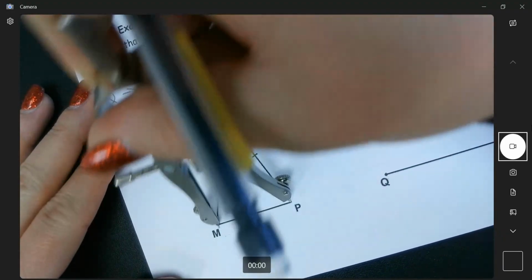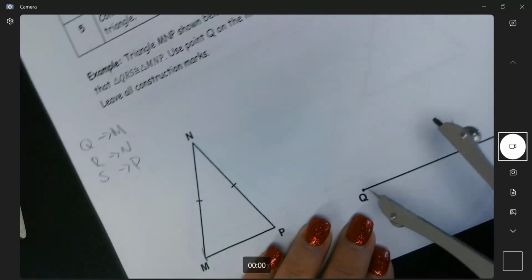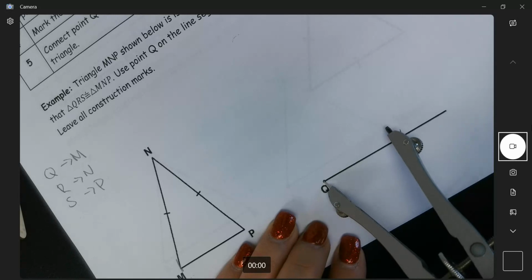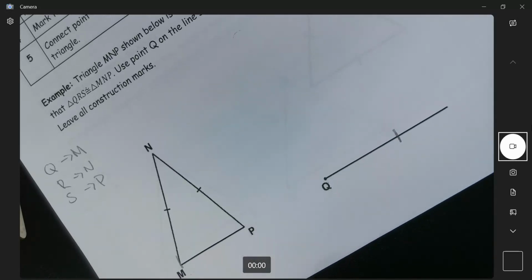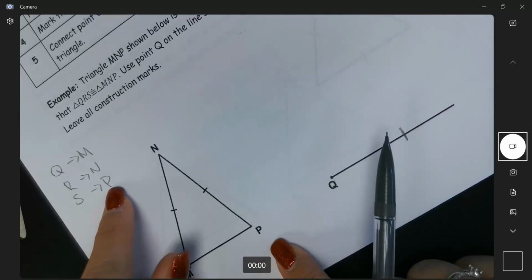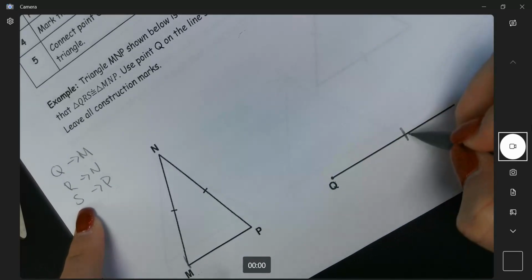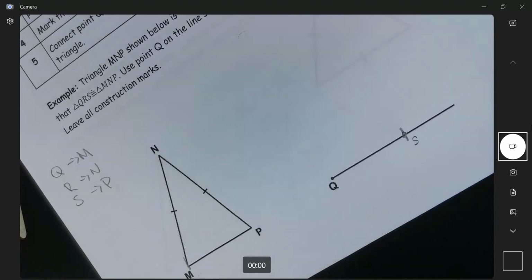All right, there we go. So there's MP, and I'm now going to place the point of my compass on Q, and make an arc on this line again so that we can find the next point, which, if M maps to Q, then P should map to S. So that means that this point here should be S. So we have QS to start with.